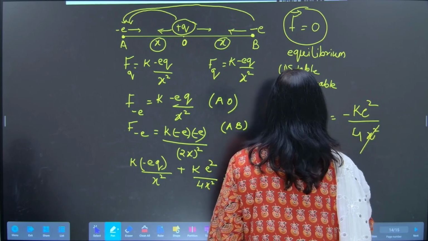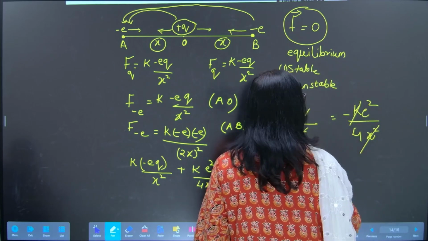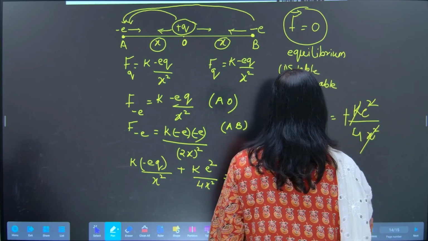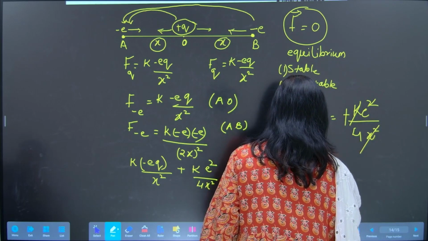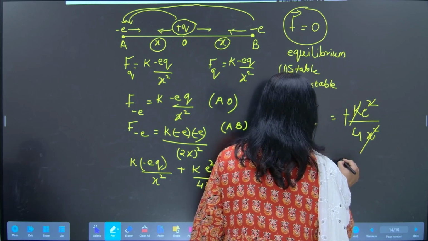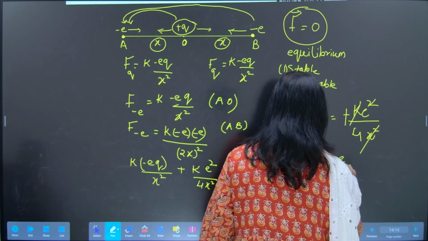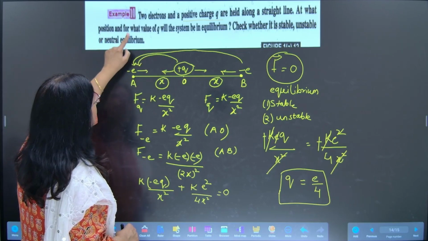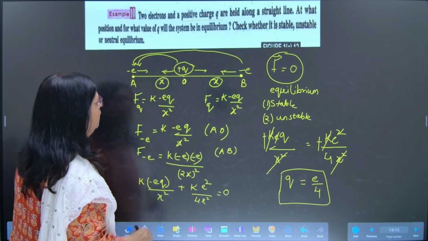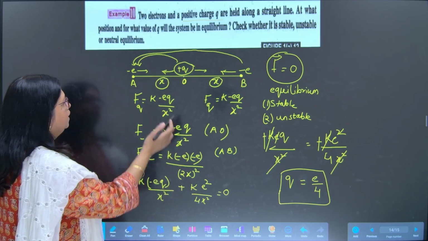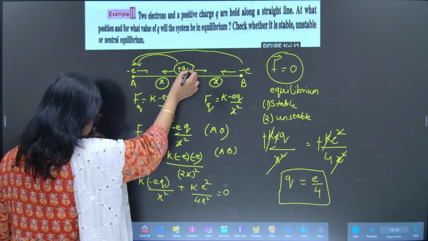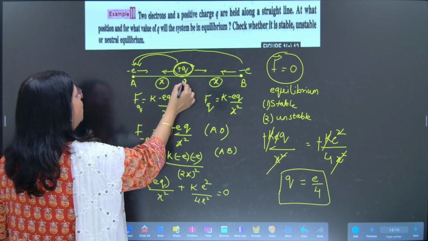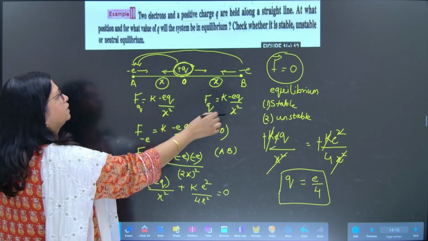So x square I cancel, K I cancel, and one E and another E I cancel. So what am I left with? This is negative, so it becomes plus on both sides. I'm left with Q is equal to E upon 4. So as per the question asked, at what position and for what value of Q will the system be in equilibrium? The position of plus Q is at center O, then the total force is equal to 0.